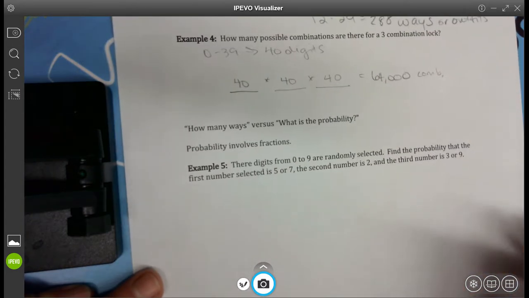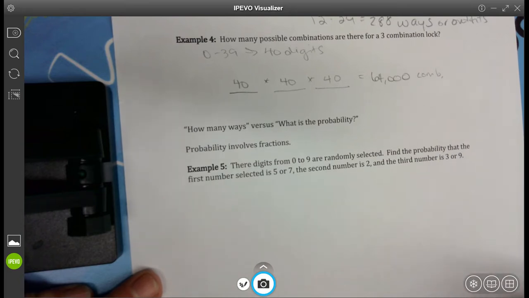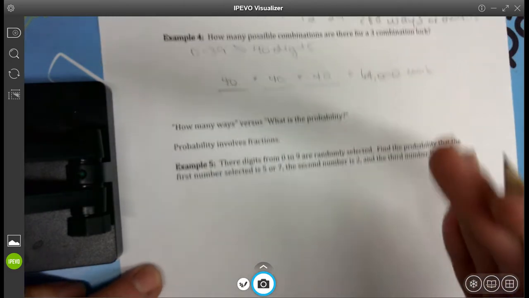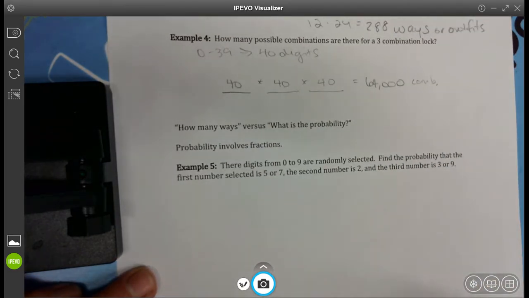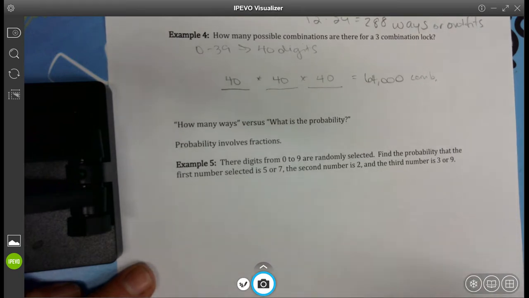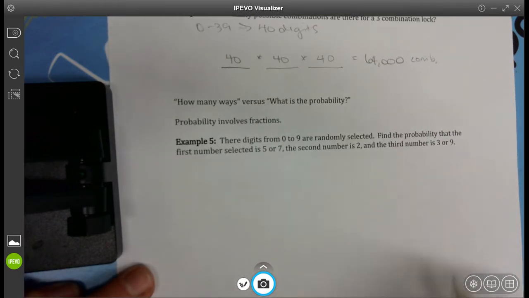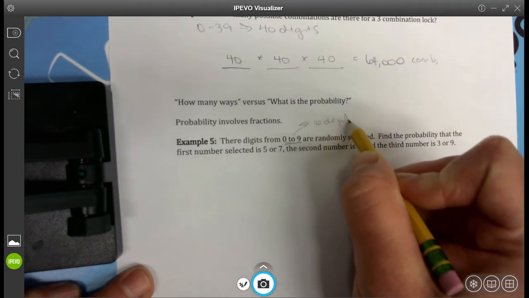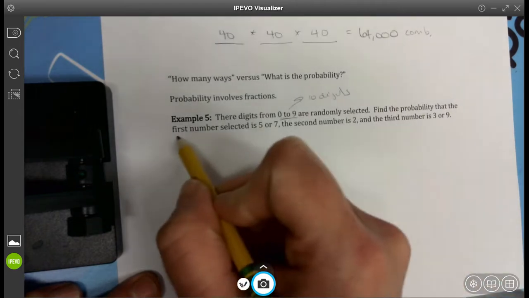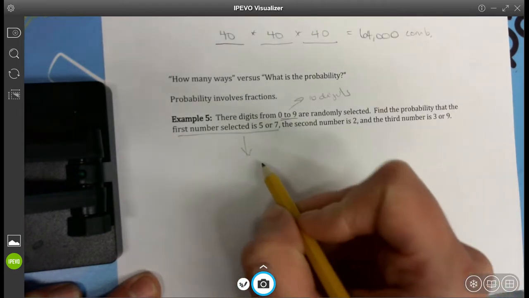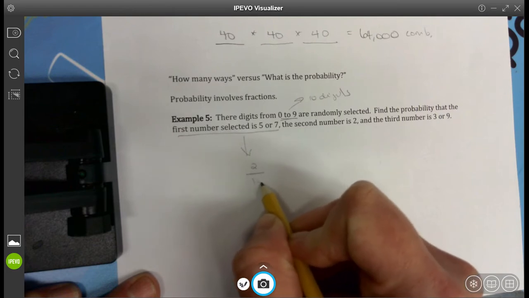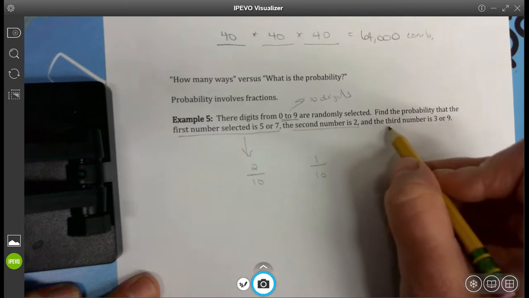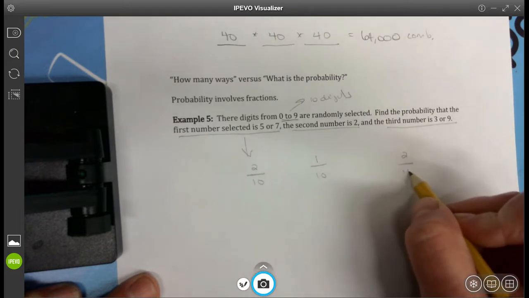How many ways versus what is the probability? How many ways is just a number, like 64,000 or 288. When we say probability, we're asking for a fraction, something out of something. So here, if there's 0 to 9 digits randomly, that means that there's 10 digits total. We're saying find the probability that the first number selected is a 5 or 7. That's 2 numbers out of 10. The second number is a 2, and that's 1 number out of 10. And the third number is a 3 or 9. That's 2 numbers out of 10.